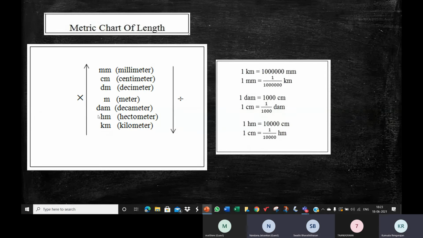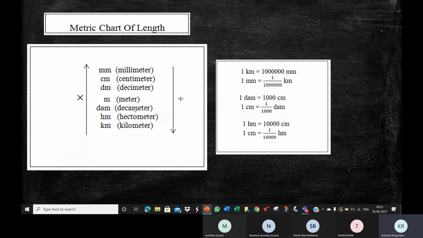Yeah, we want to write 1 hectometer in terms of decimeter. So hectometer to decimeter, so 1, 0, 0, 0. Start writing from decimeter to hectometer. You can write from anywhere. The two ends are decimeter and hectometer. So 1, 0, 0, 0, 1000.